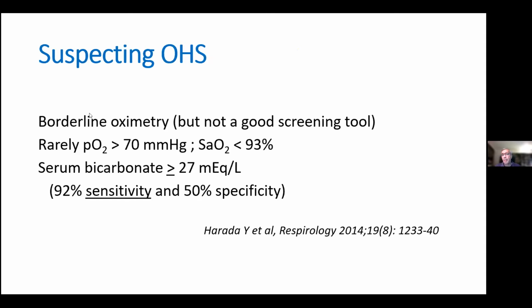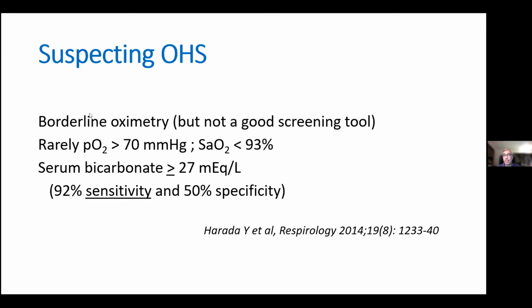Suspect it on borderline oximetry in these patients. So someone who walks into the clinic with a saturation of 92, 93% and has never had a pre-existing history of lung disease, that's a pretty good sign. It's not a good screening tool because we know many of these patients have some underlying lung disease. Rarely, these patients have a PO2 more than 70. So you should land up getting a blood gas done for all of them.